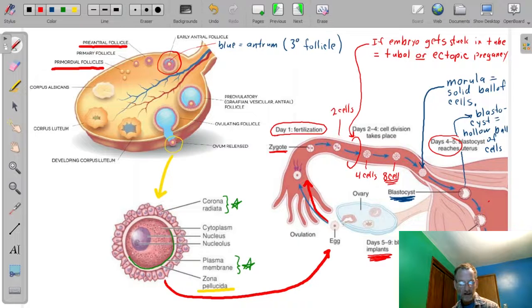So that's enough of these slides in this lecture. The next lecture will do the hormonal regulation, assuming no pregnancy, and we'll end with differences in hormonal regulation with pregnancy.